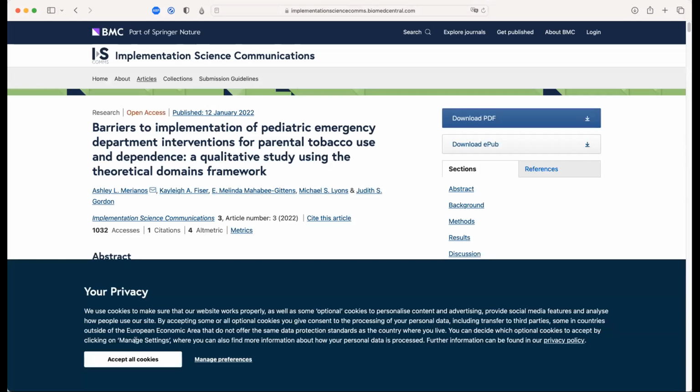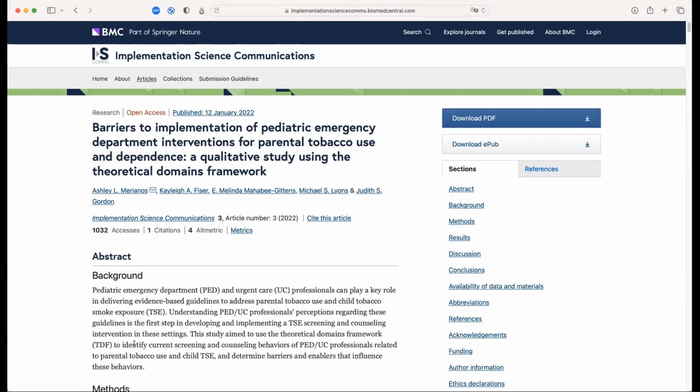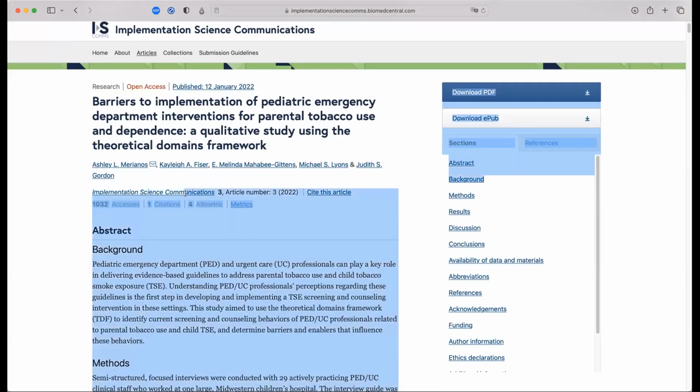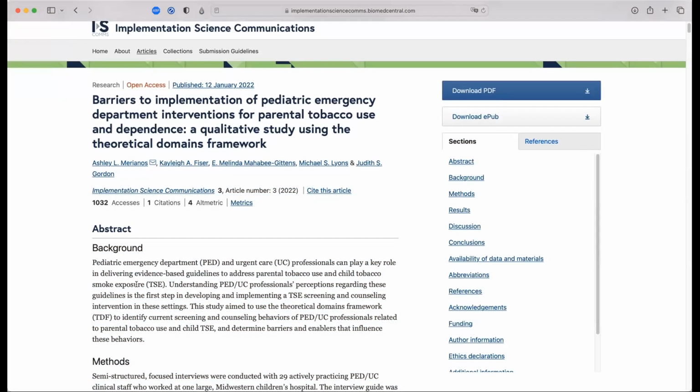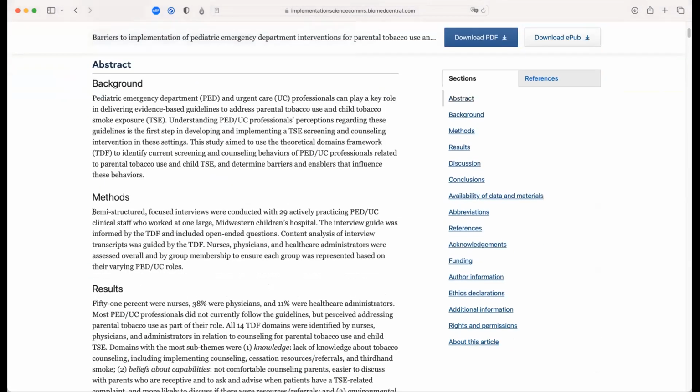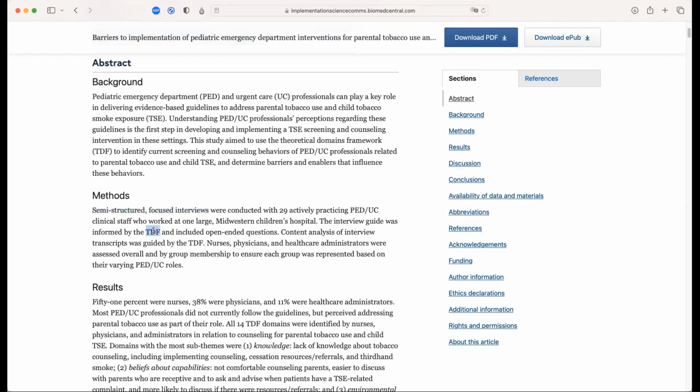All right, so looking at this, we see this is from a peer-reviewed journal. We have their methods. They were using semi-structured focused interviews. This means that the interviews were on a particular topic. Semi-structured means they had a questionnaire coming in, but they could ask additional questions. And specifically, the interview guide was following the theoretical domains framework that's listed up here.